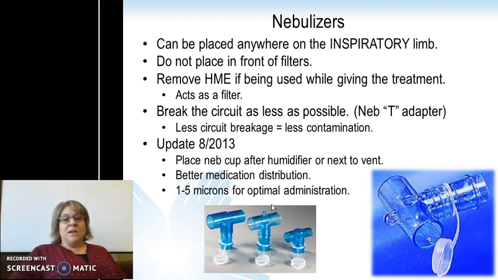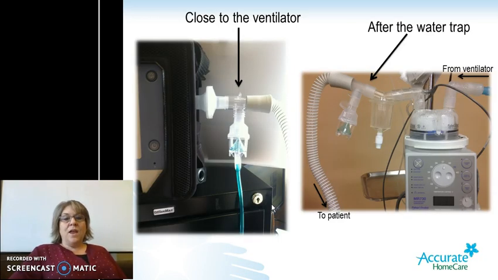There was an update in August of 2013 where the advice is to place the neb cup after the humidifier or next to the vent if there is no heated humidifier in line. The reason for this is better medication distribution and 1 to 5 microns for optimal administration of your nebulizer medications. If you do not have a heated humidifier in line, you will place it as close to the ventilator as you can get.